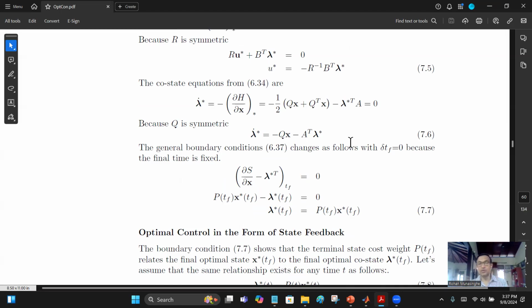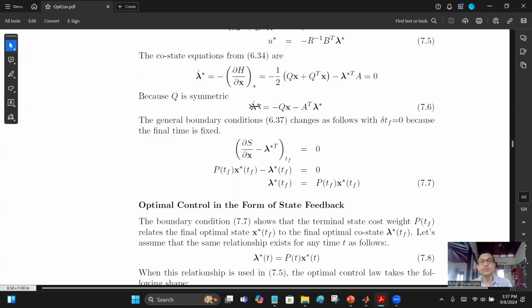So it is a dynamic equation. It's not just an algebraic equation, it's a dynamic equation of this nature. The rate of change of lambda is equal to minus Q x minus A transpose lambda, 7.6.